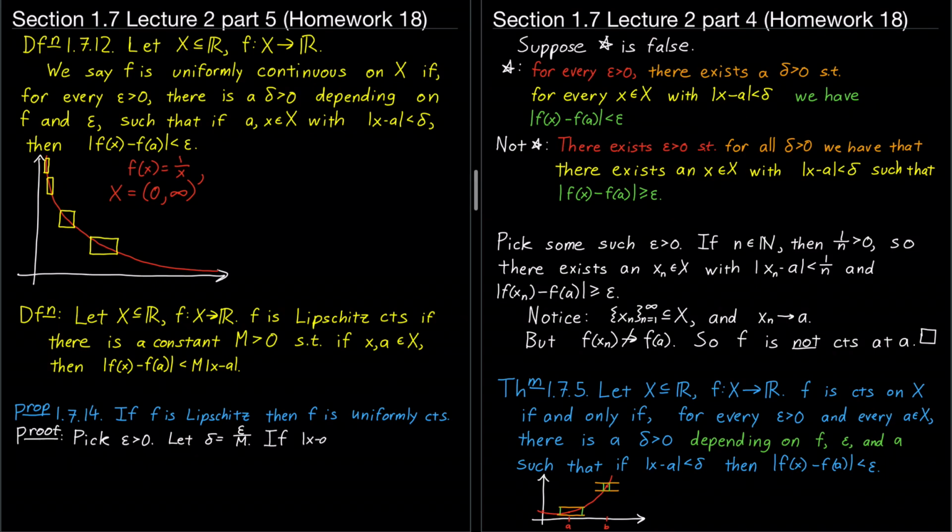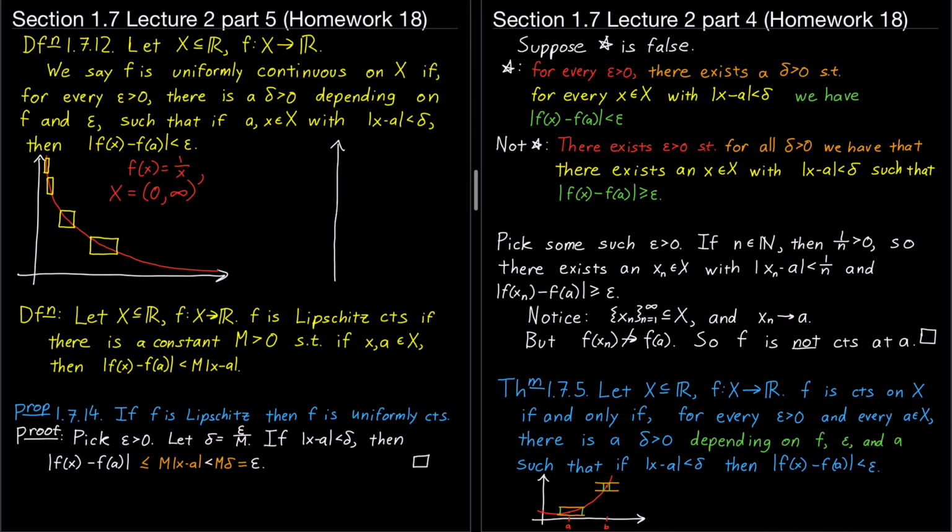Then if the absolute value of x minus a is less than delta, then we can write the absolute value of f of x minus f of a is less than or equal to M times the absolute value of x minus a, which you'll notice, since x minus a is less than delta, is less than M times delta, also known as epsilon. And so that is uniformly continuous.